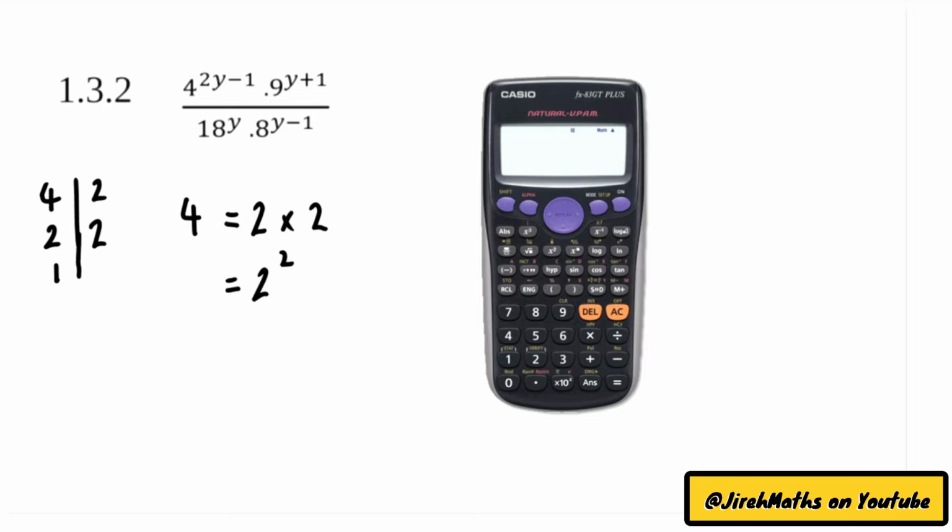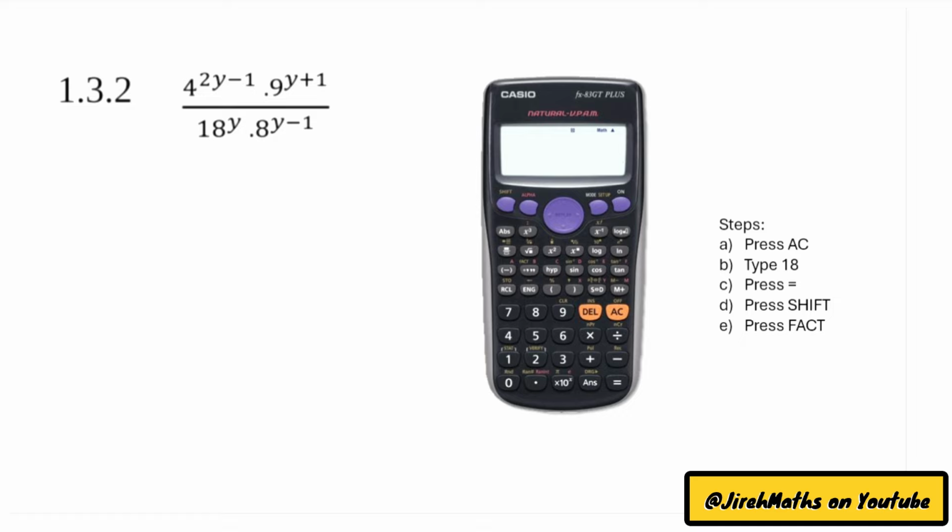Today I'll be showing you how to do prime factorization in your calculator. So the steps are, in your calculator, first clear any information that's there. So press AC to clear everything. We will be trying to prime factorize 18 using the calculator. So after you press AC, type 18 into your calculator. As you type, you'll see 18 there. Then you press the equals button, and 18 should pop up in the bottom.